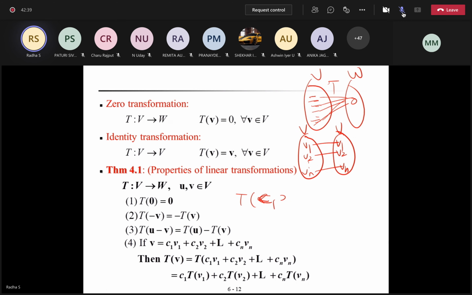T of C1 x plus C2 y is equal to C1 into T of x plus C2 into T of y. See, instead of checking two things, T of x plus y equal to T of x plus T of y, and T of C times x equal to C into T of x, you can check only one property, this one, right? So in this property, to get this result, just use C1 is 1, C2 is minus 1. You'll get the result. Is it clear?